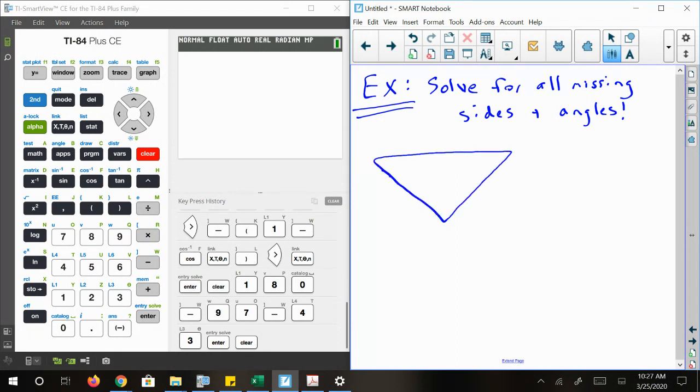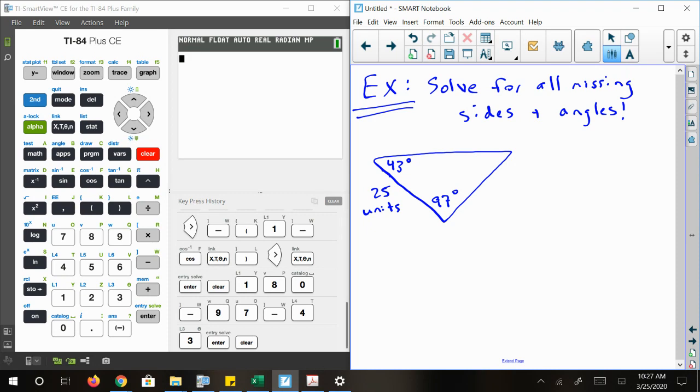Okay, so I'm going to give you this information. This angle up here is 43 degrees. This angle here is 97 degrees. And this side over here is 25 units. Okay, that side right there is 25 units. So you can label these angles and sides however you want, as long as they fit into the law of sines.